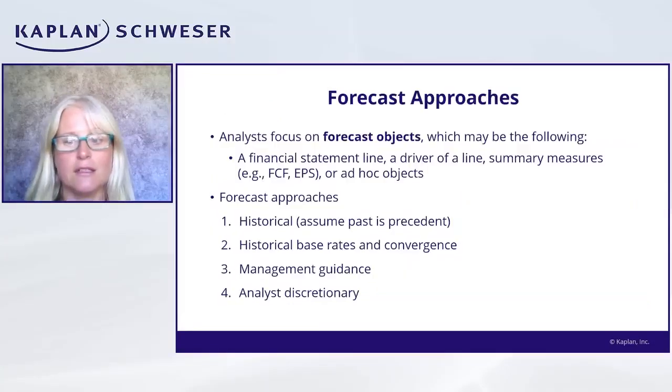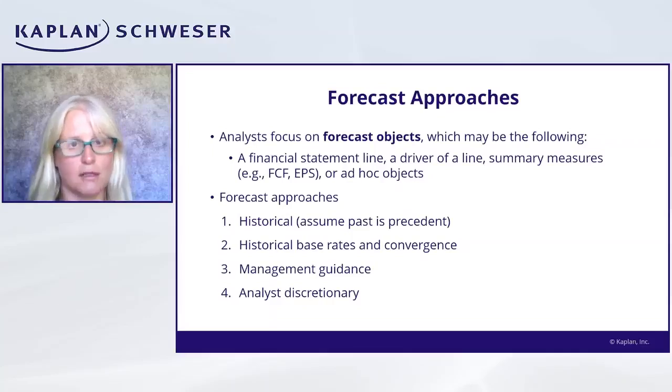Okay, so the different forecast approaches are given here, and there's reference to forecast objects, which just means what is the thing that we're trying to forecast. It may be that we can go straight to forecasting a key line in the financial statements, or it may be that we need to look at other underlying information. So the number of subscribers for a streaming service will help us work out revenue, but it's a separate thing to forecast.